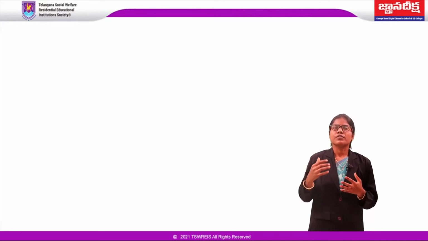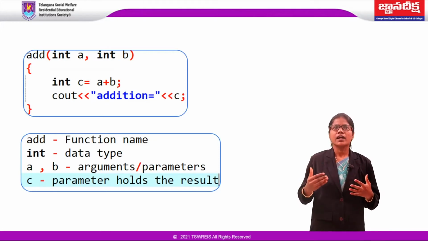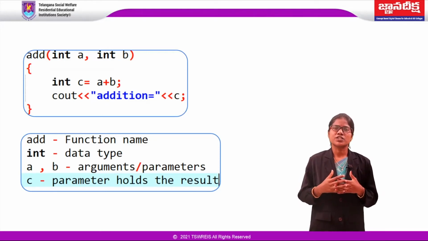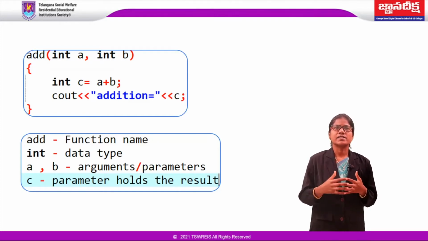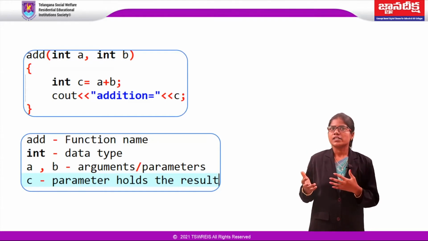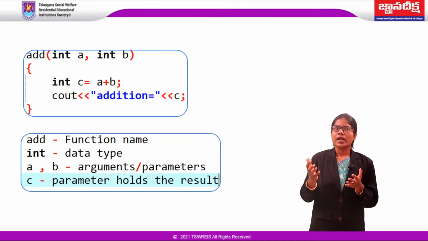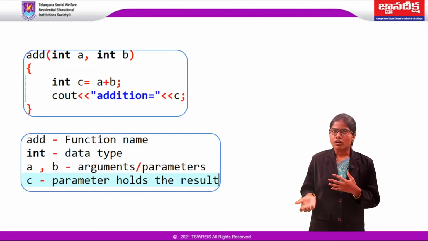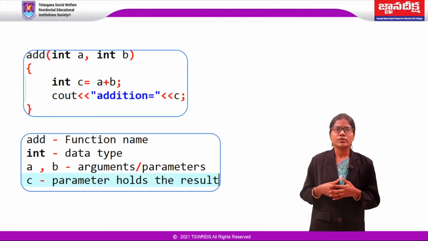Suppose if we want to write a program for adding two integer numbers, what we'll do? We just write a function as add and we'll write the logic in the function definition. In this example, add is a function name. Int is data type. A and B are function arguments or parameters, and these are also known as actual parameters.